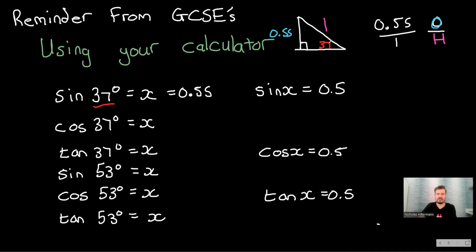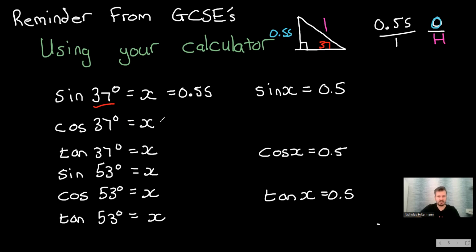Okay, so any angle of 37 has the same ratio. I just said you could make the hypotenuse 1. But if your hypotenuse is 3, then this would be 0.55 times 3. So if you know your ratios, then it's just a matter of looking at the size of the triangle and deciding what your values are.